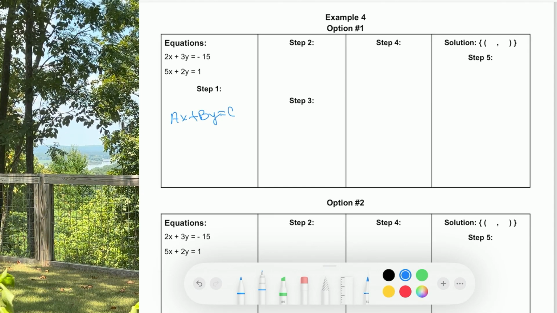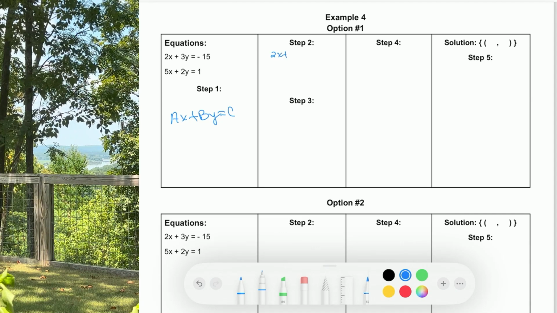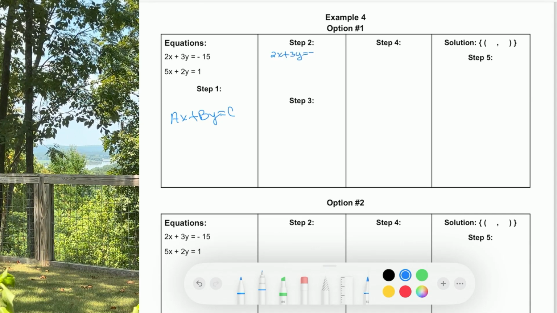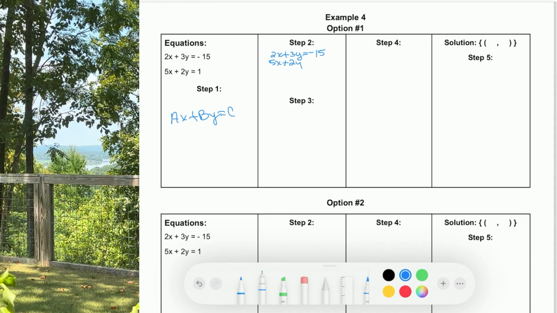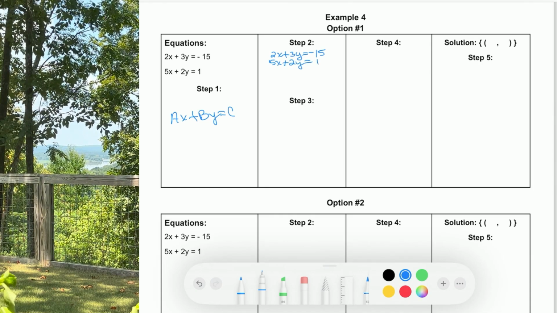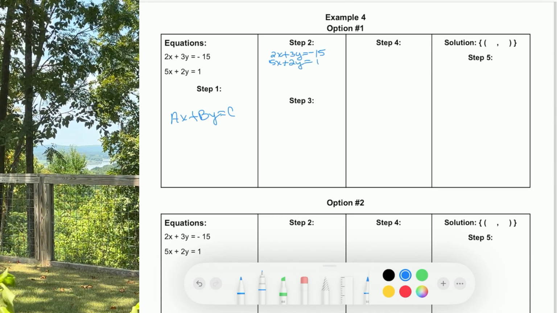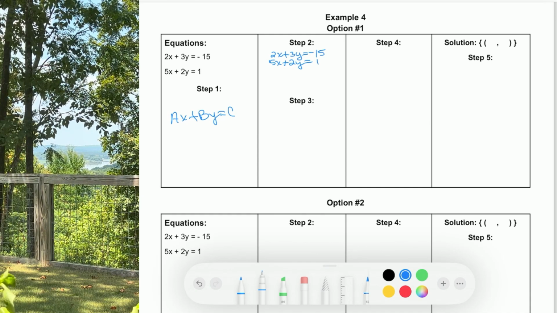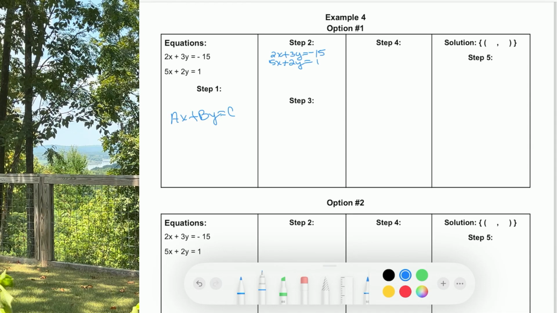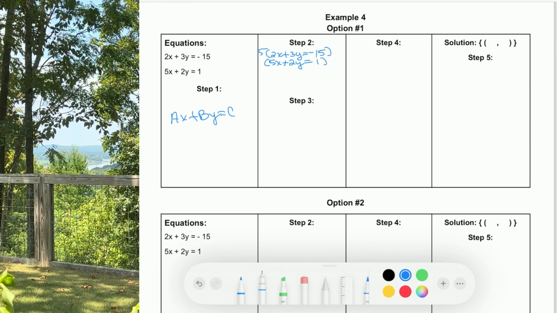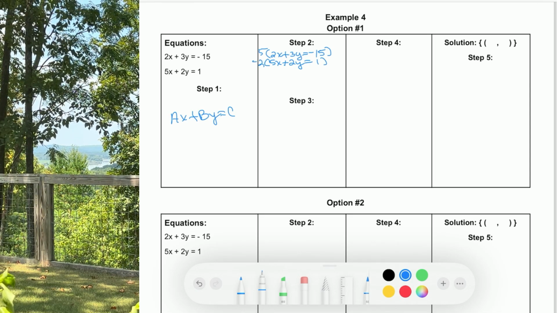So I'm going to rewrite the problem. I have 2x plus 3y equals negative 15. And then I have 5x plus 2y equals 1. All right, to cancel out my x's, I need them to become a matching number. 2 and 5 are factors of 10. So that's what my goal is. So my top one, I'm going to multiply it by 5. My bottom one, I'm going to multiply it by -2, because I need them to be opposite signs.